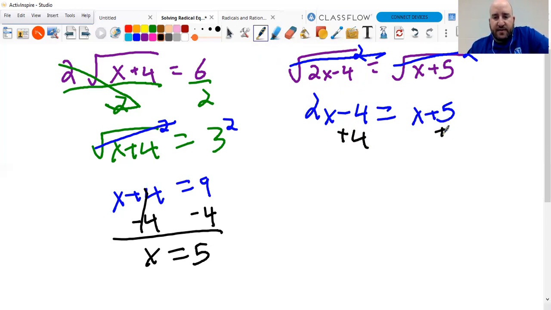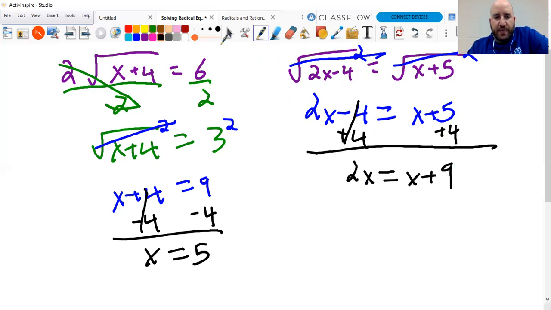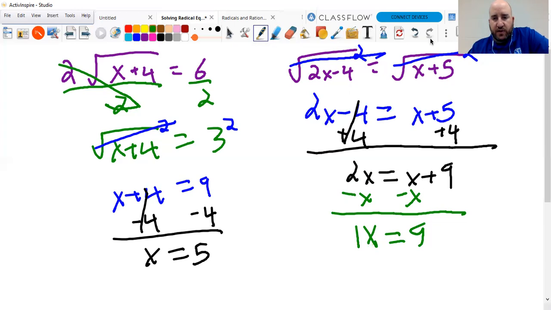Add 4 to both sides. 2x equals x plus 9. Subtract x on both sides. Well, actually, no, technically it is 2 steps because I just get x equals 9. 2x minus x is 1x equals 9, which of course is just x equals 9.